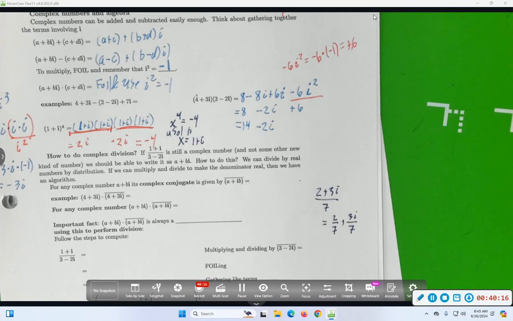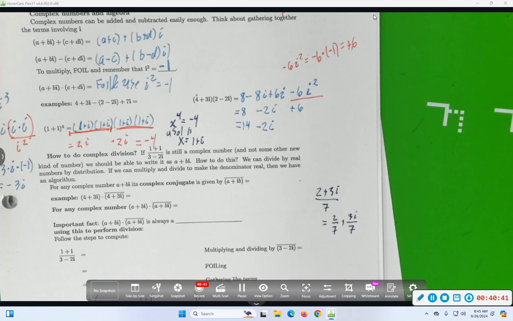So if I'm going to try to do something like (1 + i) divided by (3 − 2i), that's too complicated though. I don't know how to divide by a complex number yet. But if I can figure out how to turn that complex number into a real number, then that will be a good starting point. So what's a way to turn complex numbers into real numbers?